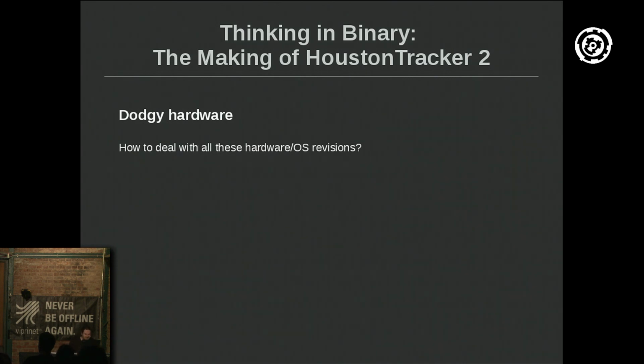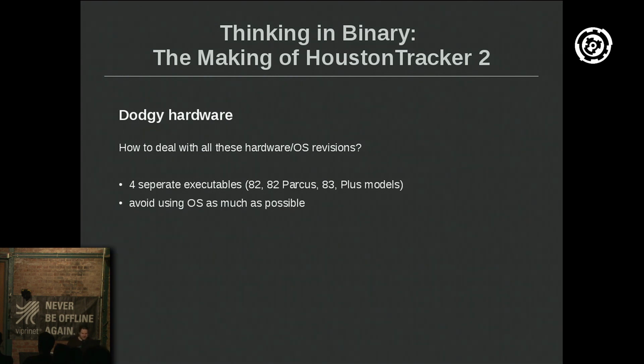So how does HoustonTracker deal with this kind of problem? Well, actually, it's a mixture of different things. First of all, I have four different executables for the main model generations, let's say, and I have a special one for the Parkus, actually, because of the aforementioned problems with the link port values. And there's no way of auto detecting this or anything. Also, I simply try to avoid using the operating system at all. It's not totally possible to avoid it, but I can mostly rely on the shells to deal with the differences.